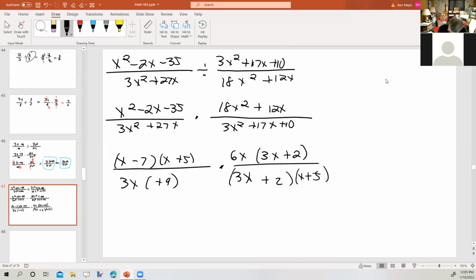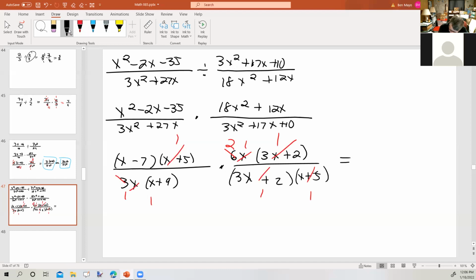So now that everything's factored, let's see here. This will go to that. This will go to that. This will go to that. And that will go to that. Oh, I see that in my haste, I left out an x here, didn't I? Yeah, sorry about that. So what's left?